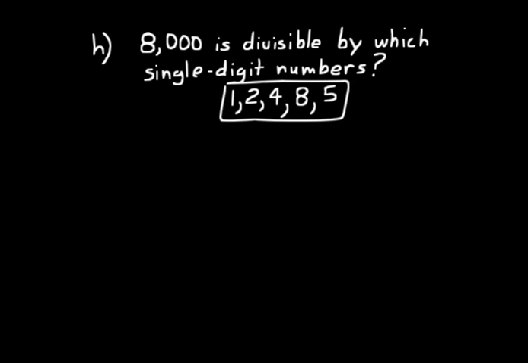And remember too on these problems to answer the question. All they wanted were single digit numbers. They don't want 1 and 8,000, 2 and 4,000, 4 and 2,000, 8 and 1,000, and so on. That's not what they wanted there. They just wanted single digit numbers.